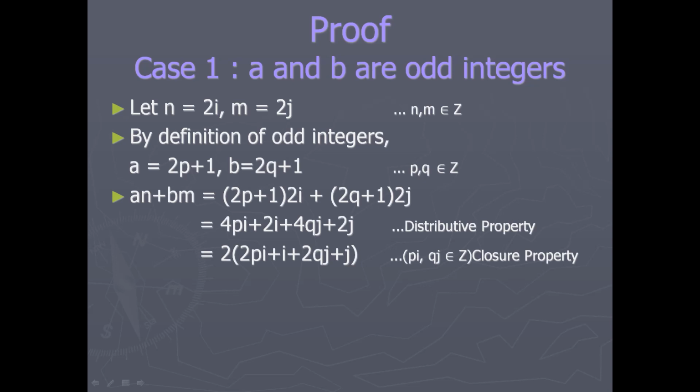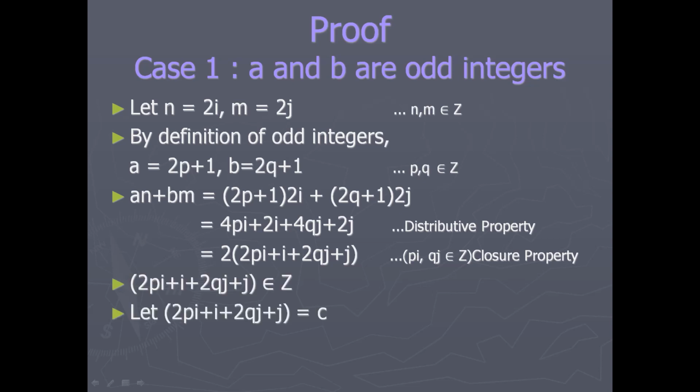Now by substituting these values in the equation an plus bm, I'm getting 4pi plus 2i plus 4qj plus 2j by the distributive law of algebra, and then by closure property I'm getting the last equation. Now suppose that this equation is an integer and I'm assuming it to be some constant, that is suppose c over here. So thus I get an plus bm equals to 2c, which is an even integer.